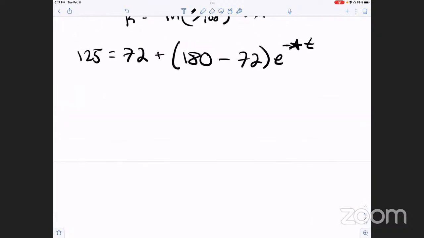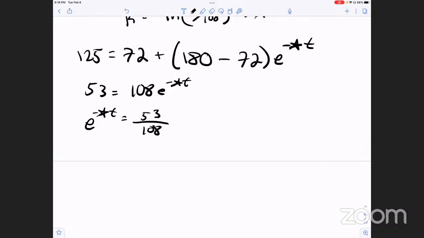I'm going to subtract 72 from both sides. Let me see, that's a 3, 5, and then 108. We get e to the negative star t over 108. Okay.